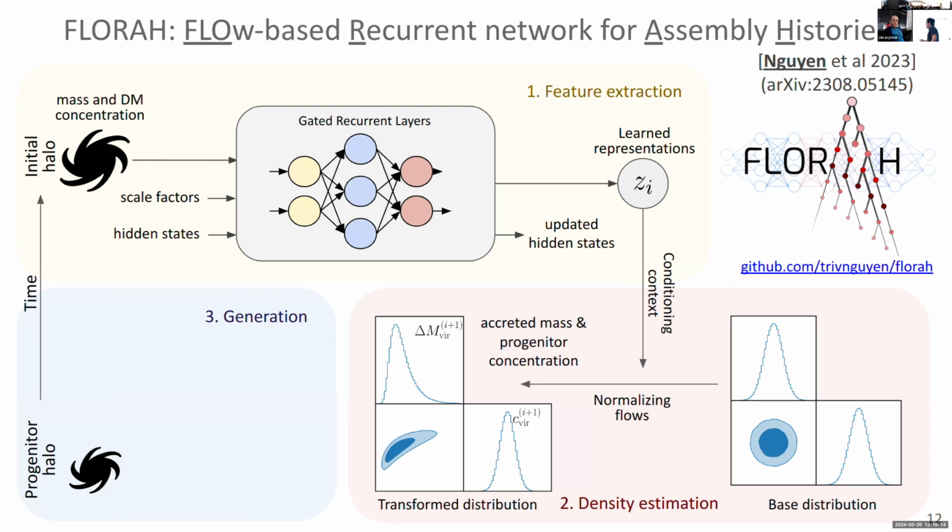And during generation, we can just sample from this distribution and get some kind of output features. Here, the accreted mass and progenitor concentration, and then convert them into the mass and dark matter concentration of the progenitor halos. And you can do this for multiple time steps. So this is only for one time step. But you can imagine that going from z=0, you can recurrently feed this halo into this recurrent normalizing flow framework and end up with a halo at each time step. And you can keep sampling until you reach a redshift limit or a mass resolution limit of the simulations.